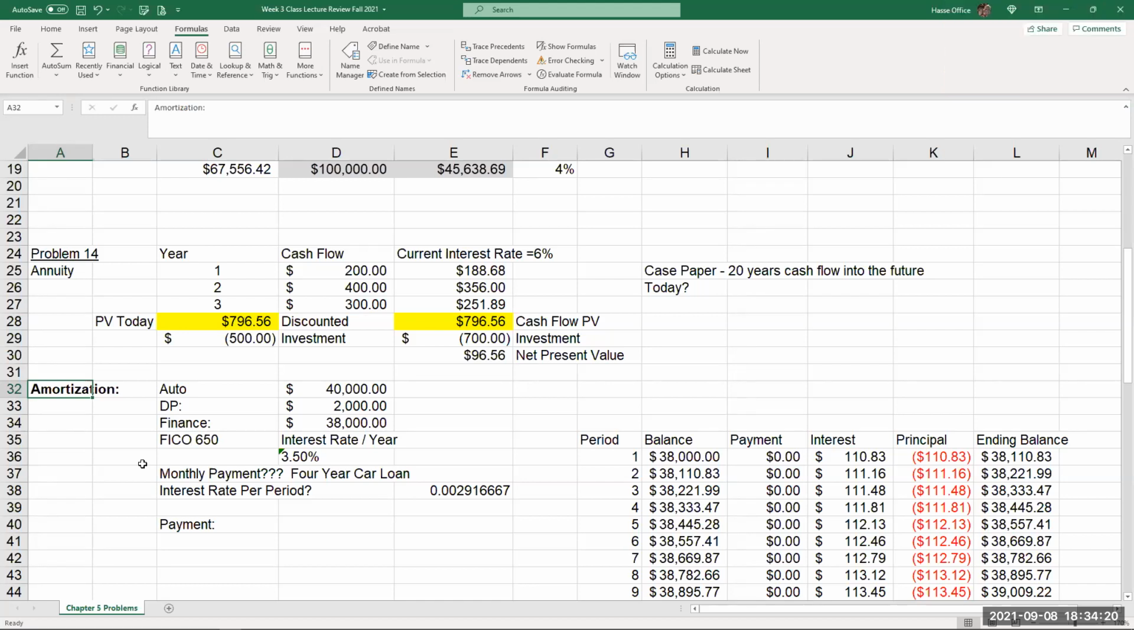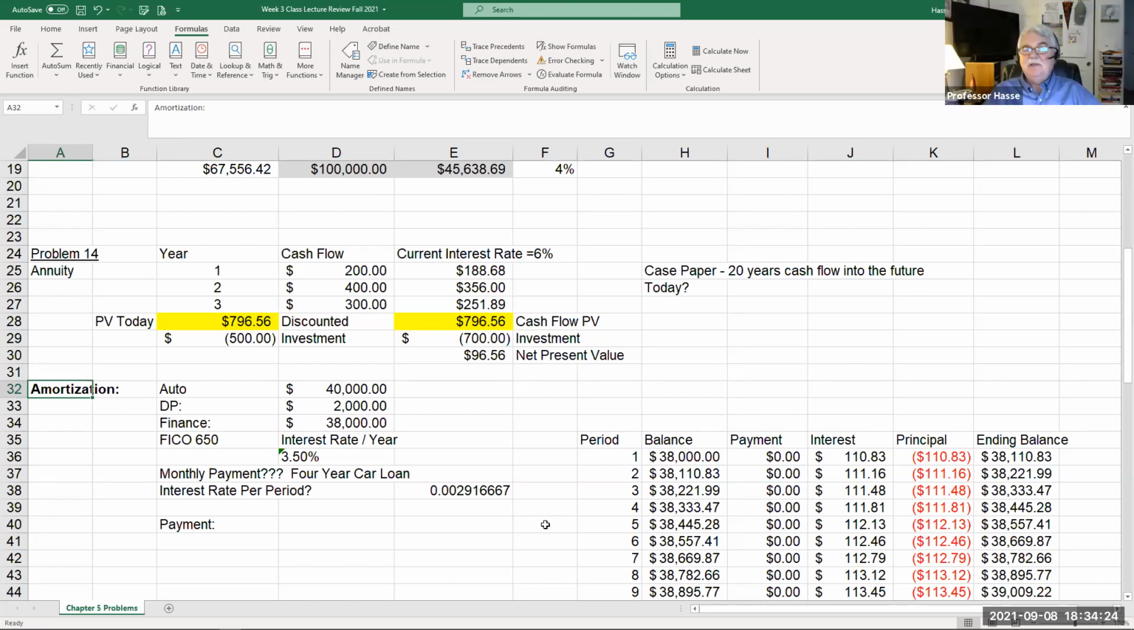Here's an example. Let's say I want to buy a car and I go to the dealer and the dealer says, dude, that car is going to cost you $40,000. All right, I got $2,000 in my checking account. I'll write you a check for a down payment of $2,000. I want to finance $38,000.